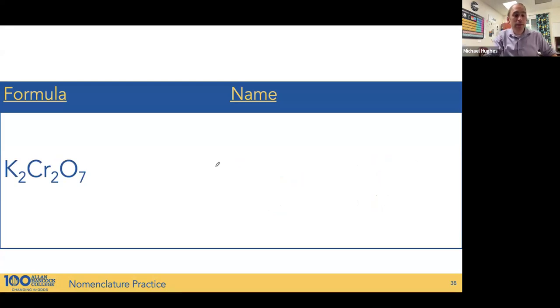Is there a metal? Yes, K. 2 of them, actually. Do we know its charge? Yeah, K is always 1 plus. Cr2O7 is dichromate, and that's always 2 minus. So no need for parentheses and to tell us that the charge of potassium is 1 plus. We always know that it's 1 plus. So we simply write the name of the metal, potassium dichromate.